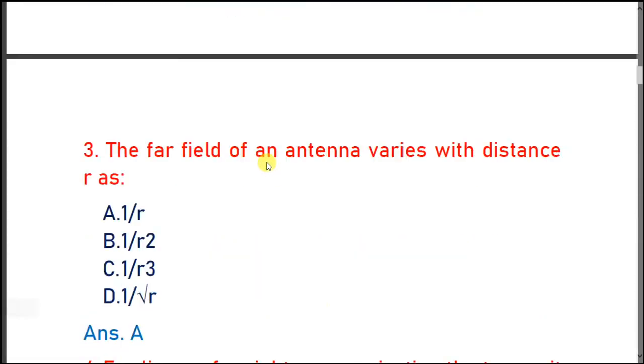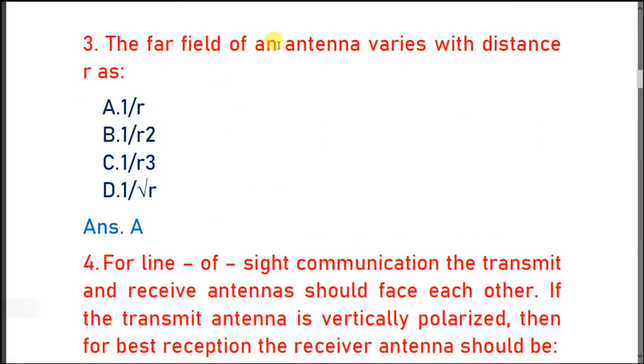Okay. The far field of antenna varies with the distance r as, so the far field is proportional to 1 upon distance. So far field is proportional to 1 upon r. So answer is A. And the near field is proportional to 1 upon r square. So for far field the answer is 1 by r.